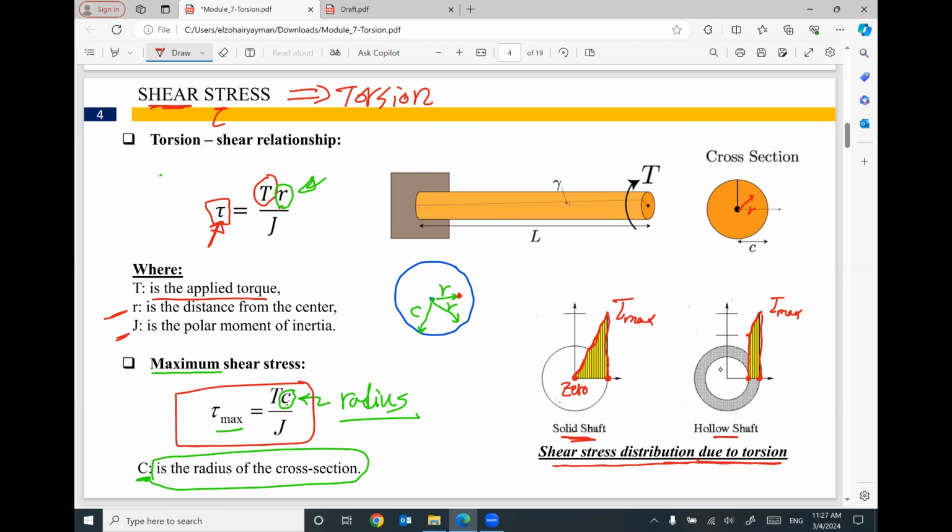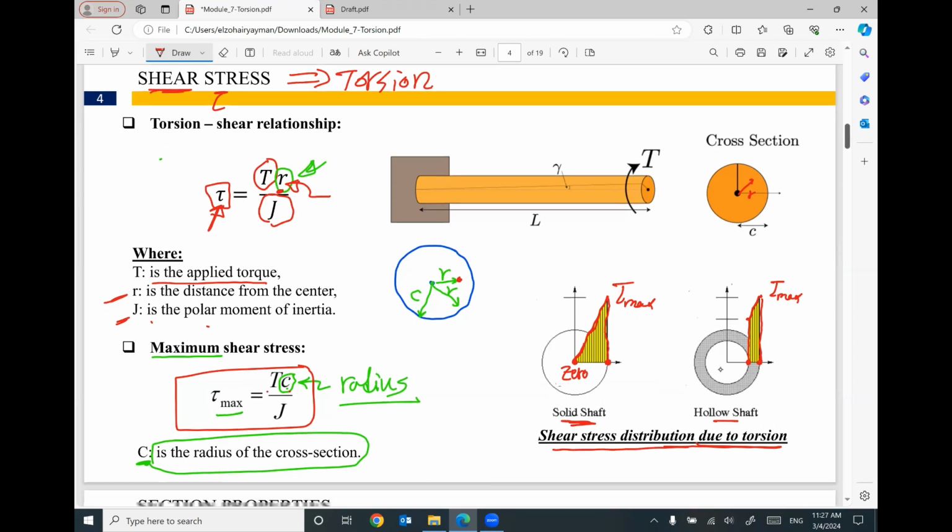One more time, the maximum shear stress equals the applied torque times the radius of the cross-section divided by J. If you would like to figure out the shear stress at a specific point, that equation will be tau equals T, capital T, times R divided by J. R in this case is the distance between the center of the cross-section and the corresponding point you are looking for. What do you mean by J? J is the polar moment of inertia.